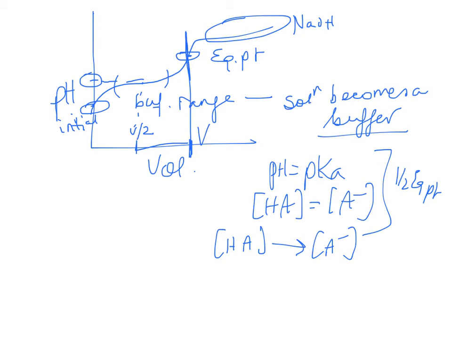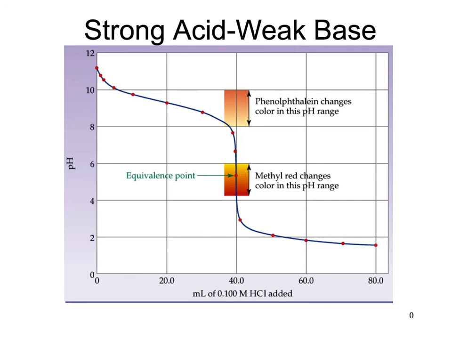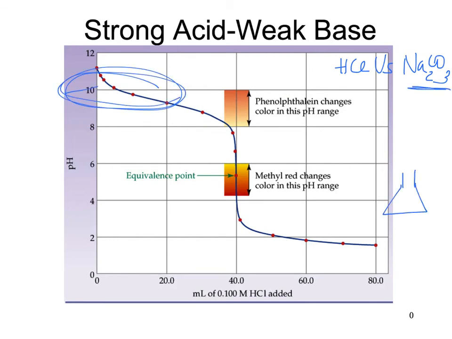Now, if you had to view a strong acid versus weak base, so something like maybe HCl versus, let's say, sodium carbonate, that is going to look like this: you have a basic solution in your flask. So you're going to start with a basic pH. And notice it's a weak base, so notice how gently that moves. So the buffer zone is going to be in this region, the buffer range.